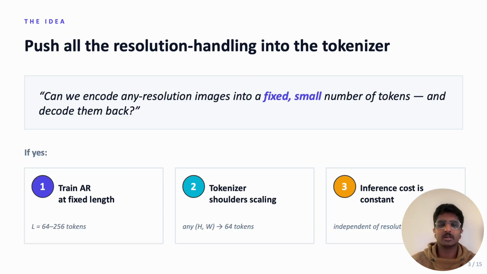And to improve the autoregressive model to support arbitrary resolution generation, we propose a completely novel philosophy. What if we push all the resolution handling into the tokenizer rather than the generative model? Can we encode any resolution images into a fixed small number of tokens and decode them back? If we can make this possible, then we can train the autoregressive generative model on a fixed small token budget, and the tokenizer shoulders the scaling of the resolution. Because of this, inference cost remains constant and pretty low.